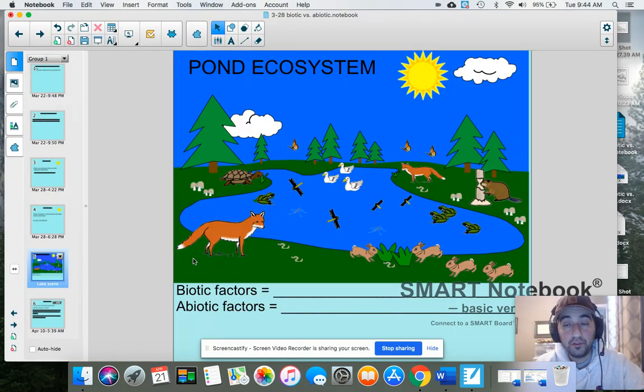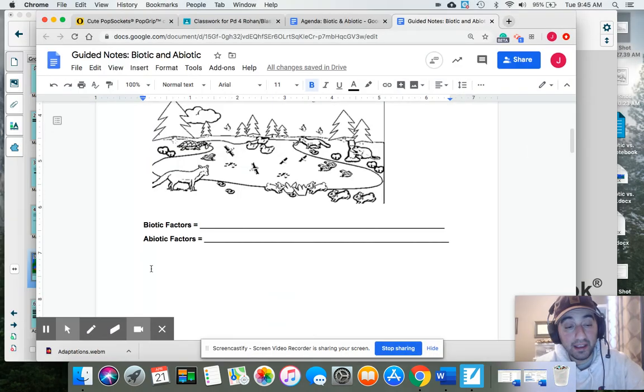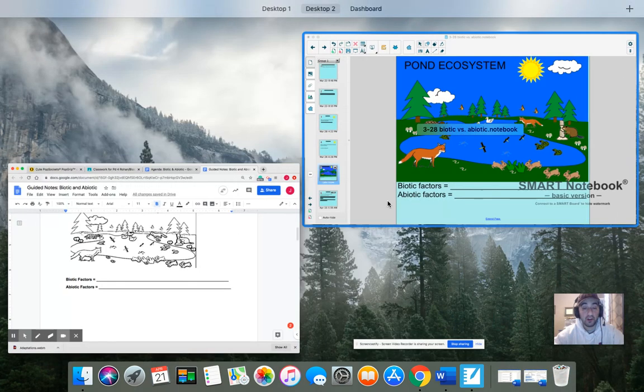All right, so after you've completed those two terms, let's take a look at this diagram. Your task is to observe this pond ecosystem, and next to where you wrote your definitions, I want you guys to continue. Start with biotic factors.